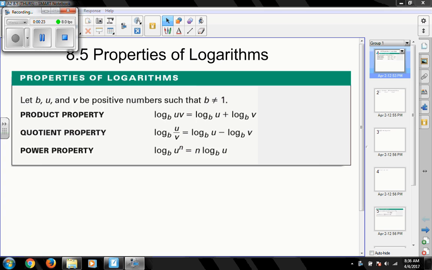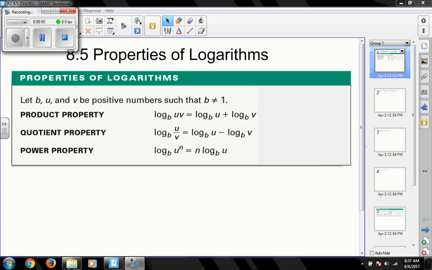Product means that we're going to be multiplying. So if you look in our property here, we are multiplying u and v, and we have log base b of u times v. Using a property of logarithm, we are going to be able to now say that we can take that and break it into the log base b of u plus the log base b of v.